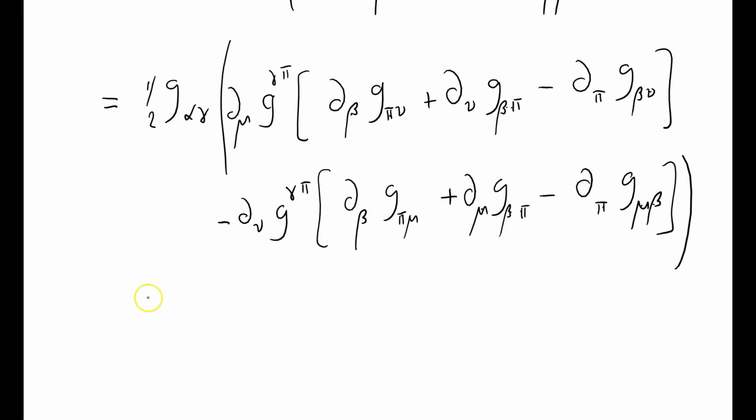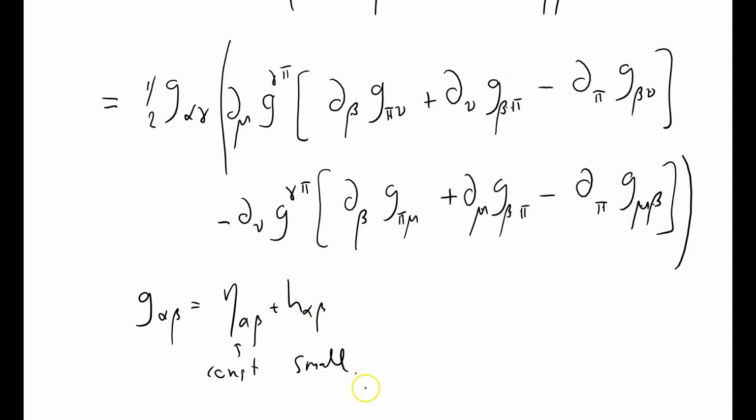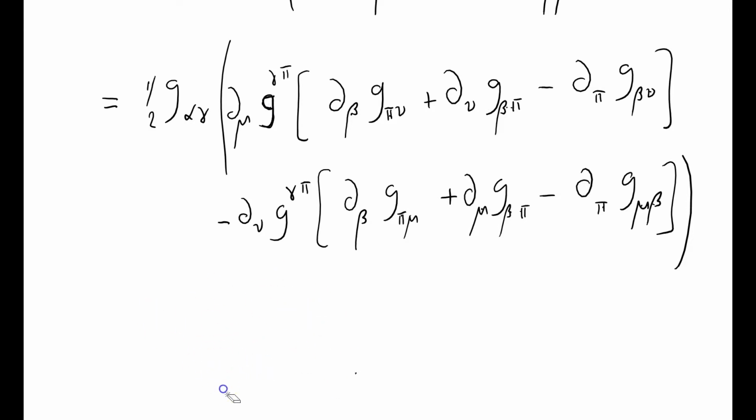Right. Now I'm going to remind ourselves that g alpha beta equals eta alpha beta plus h alpha beta. So that's constant and that's small. So what that means is, the differential of a constant plus something small, plus something variable, I can replace these g's with h's. And I can also replace these g's here with etas. Well, let me do it one step at a time.